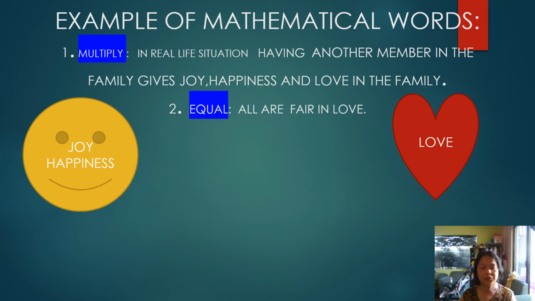So in real life situation, having another member in the family gives joy, happiness, and love in the family. Multiply, go on multiply. So magparami. Next, number two, equal. So sabi nga, all are fair in love. So that is equal. Mayaman, mahirap. So pag kailangan equal ang treatment, all are fair. In love, in joy, in happiness. Okay, thank you.